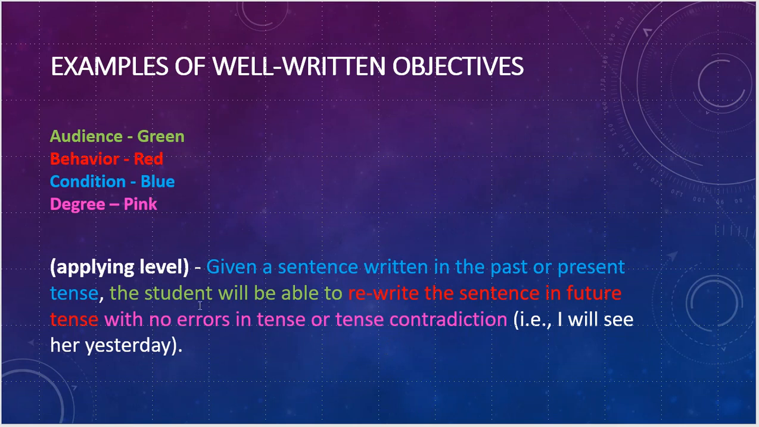And so we have the student is our audience. They're going to rewrite the sentence in future tense. So rewrites is their behavior. That's the verb. How are they going to do it? They're going to be given a sentence written in past or present tense. And how well do they have to do? No errors in tense or tense contradiction.